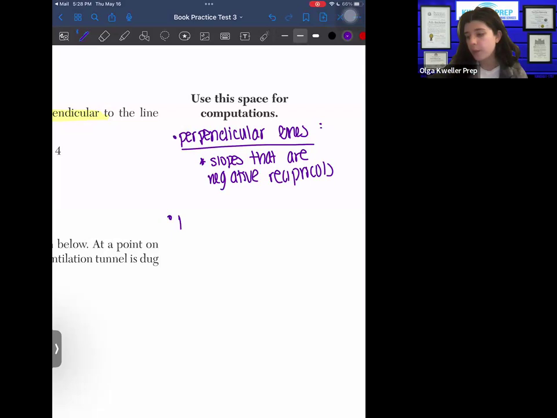Side question, what about parallel lines? What's the relationship of their slopes? Yeah, parallel lines have equal slopes. Good. So these two things must be memorized for your Regents. Perpendicular lines have slopes that are negative reciprocals. Parallel lines have the same slopes.